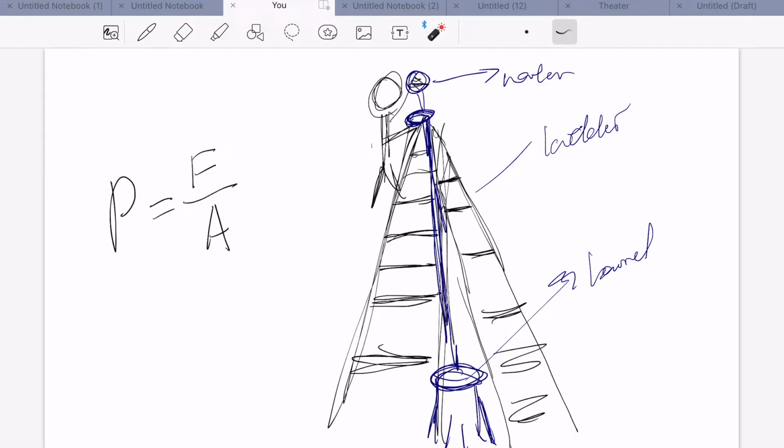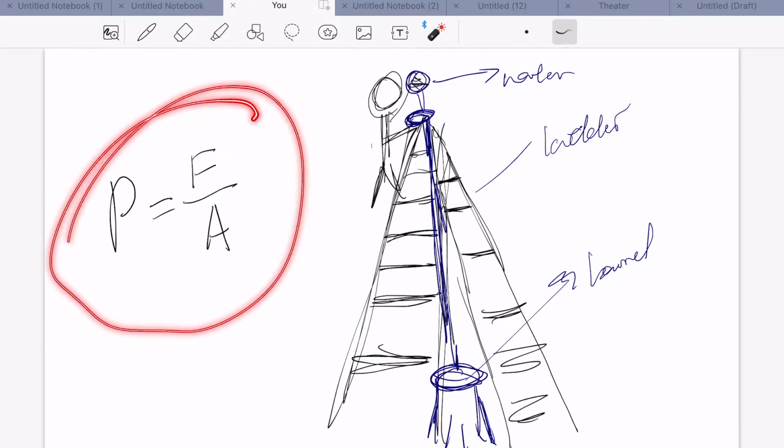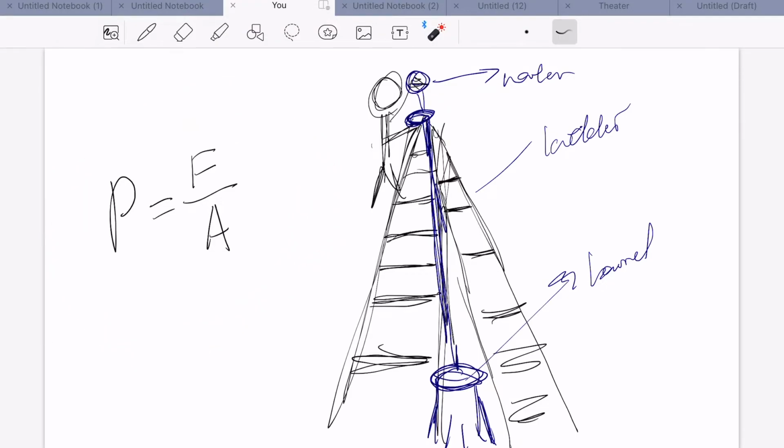And now let's move on to our formula. So, using this formula, we can show Pascal's principle. This is pressure, this is force, and this is area. This is in a unit of Newton, and this is in a unit of meters squared.